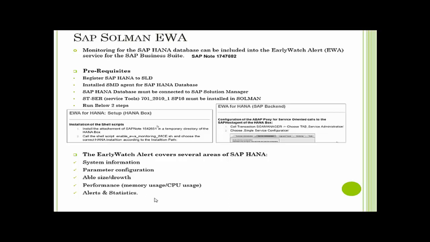And with different traffic lights here, we can analyze all these areas of SAP HANA, where we can analyze the system information as a whole, parameter configurations done, and analyze volume growths, analyze tables and indexes, analyze performance measures of memory and CPU, and also analyze alerts and statistics for day-to-day monitoring.